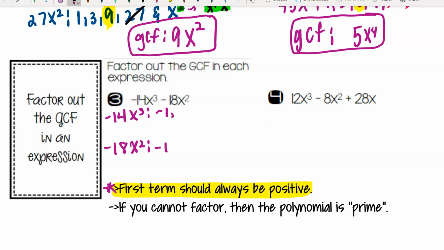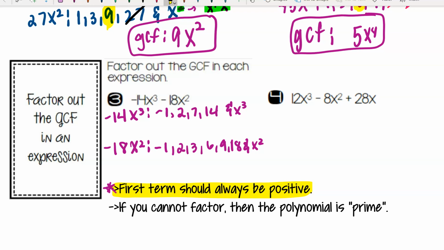And then you can list out all the other factors. So for a positive 14, 14 has a 1, which is the -1, 2, 7, and 14. And then we also have this x to the 3rd. And then 18 has, we've already done this, a 2, 3, 6, 9, and then 18. And then we have an x squared. So the process isn't any different, but when you have negatives, you need to be careful about them and make sure you factor that out.